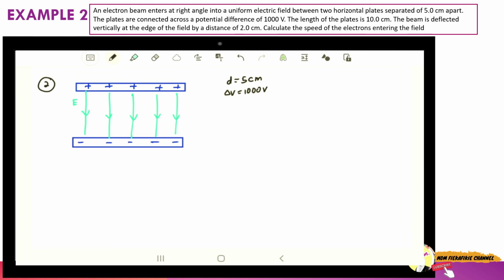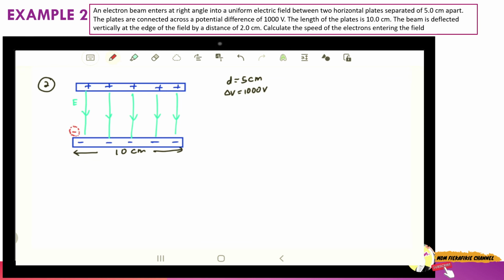Given that the length of the plates is 10 centimeter, means that from here to here is 10 centimeter, and the beam is deflected vertically at the edge of the field by a distance of 2 centimeter. Calculate the speed of the electron entering the field. So now we have the electron here.